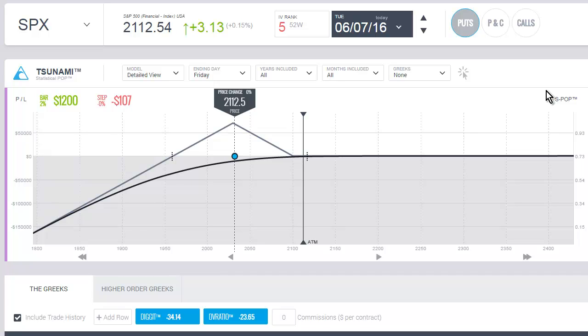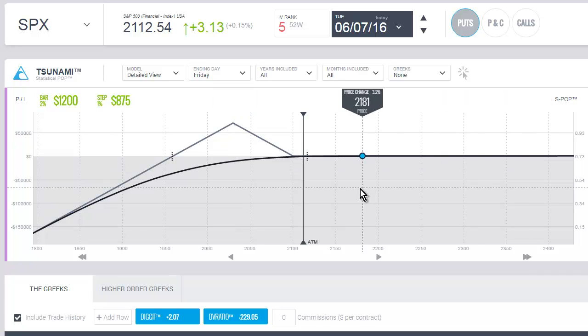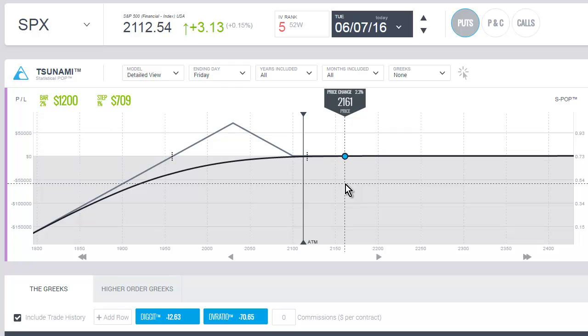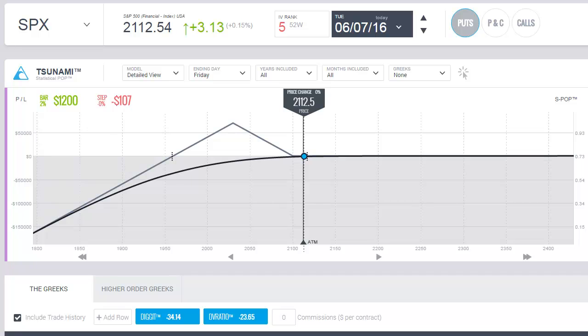So here on the screen we have a put front ratio spread, and we built this one near the money. It's actually a 2-by-1. So we have 2 short contracts for every 1 long contract we have. This entire trade is built of puts, and again it's structured around 2 different contracts. Let's take a look at the structure.